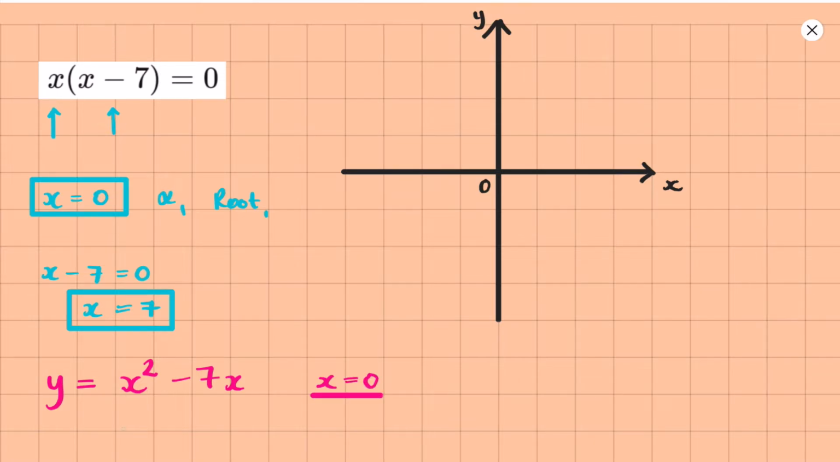When x equals 0, we can see that that would be 0 squared minus 0. So we have this point where it's going to cross the axes, and that's at the point x equals 0. So we can plot that. We can say it's going to cross the y-axis there, and it's going to cross the x-axis at that same point, but also at 7.